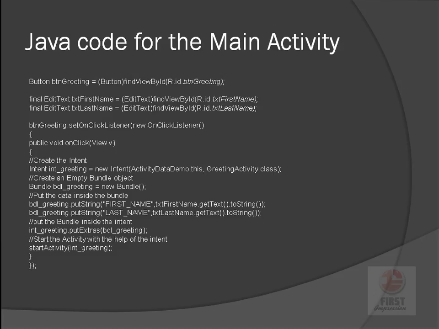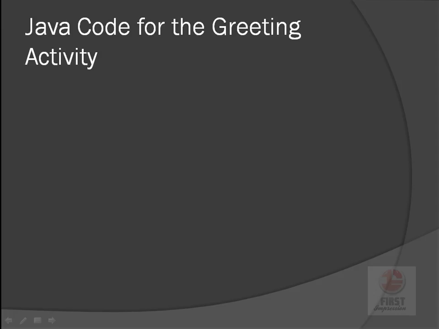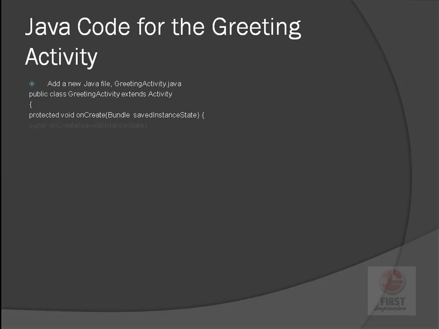Okay. Now let's see how we write the Java code for the greeting activity. We'll add a new Java file, say GreetingActivity.java, inside the source folder. We have the class declaration: public class GreetingActivity extends Activity. The extends Activity is very essential because this GreetingActivity is in turn an activity. So we have to say extends Activity. Then we have the onCreate method. We say super.onCreate. We also have to say setContentView to set the content view to the greeting layout.